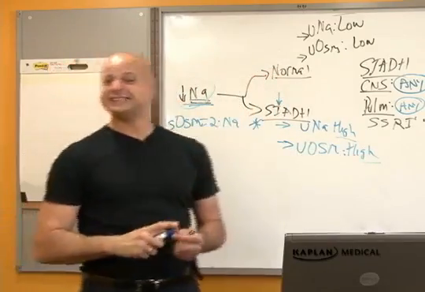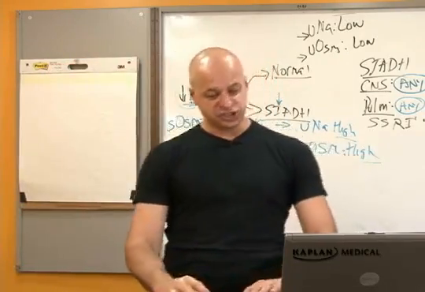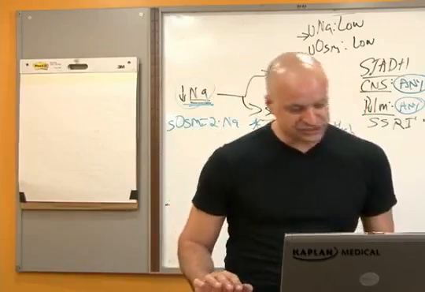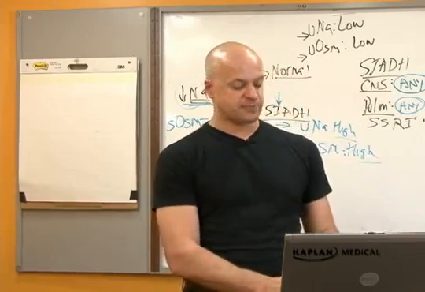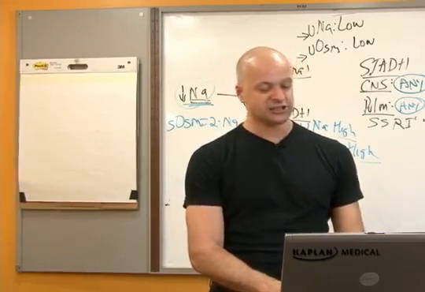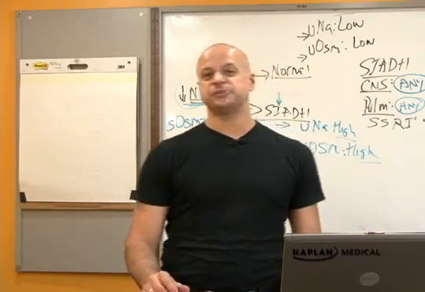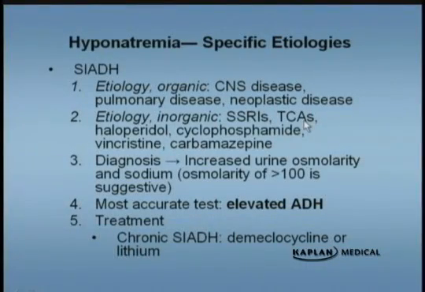You ready? SIADH is defined as a urine osmolality greater than a serum osmolality in the presence of hyponatremia. That's actually entirely the issue here. That's the disaster. Now, the most accurate test is the ADH level. However, you can tell right away by finding the urine sodium and the urine osmolality; most accurate is the ADH level.